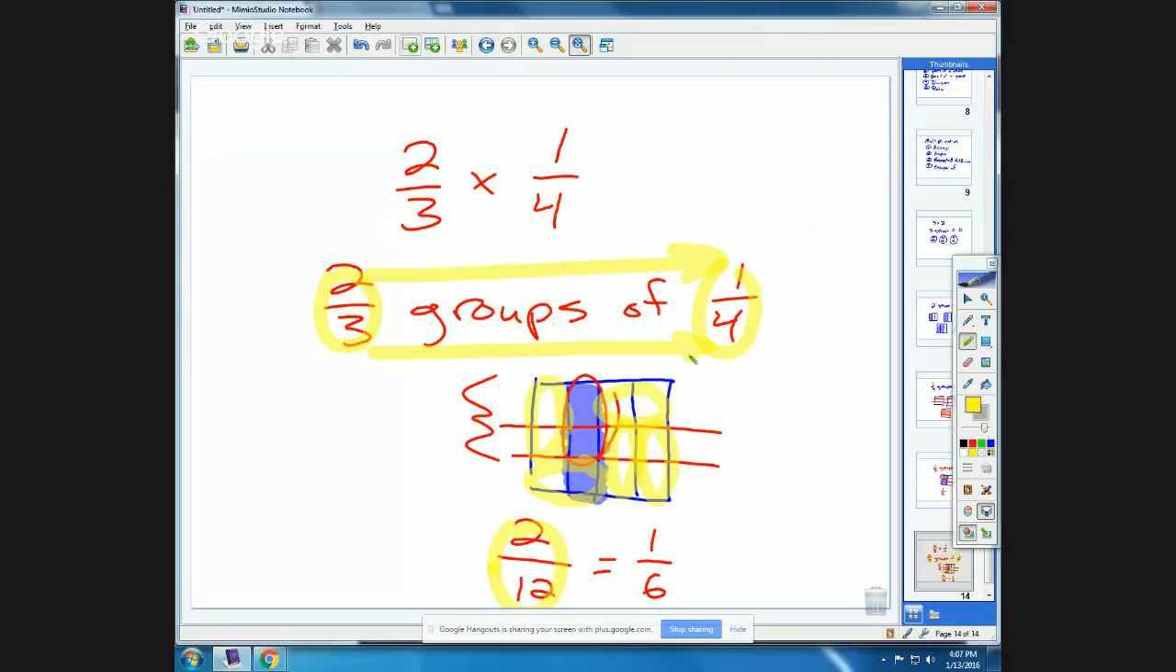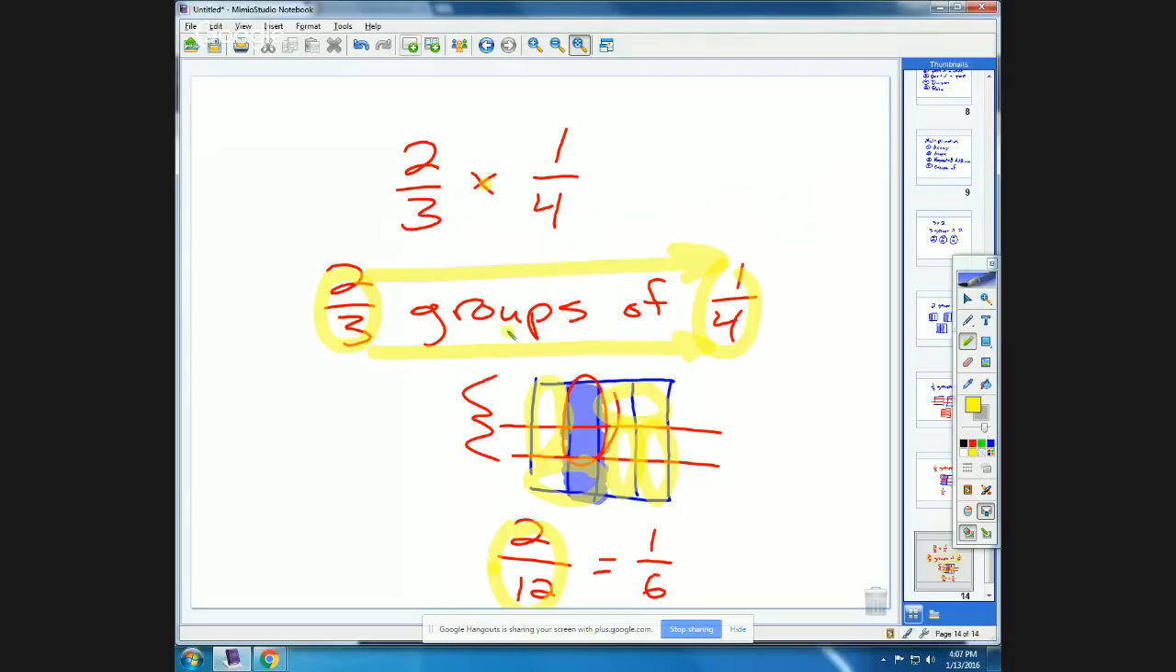And so now we're developing an algorithm. I don't have to draw the picture. I just multiply the numerators, new numerator. Multiply the denominators, new denominator. Right? So the model leads to the algorithm. That's pretty key. So 2/3 times 1/4. That's what you're saying. Yes. So we know we were trying to multiply. We know multiplication means groups of.